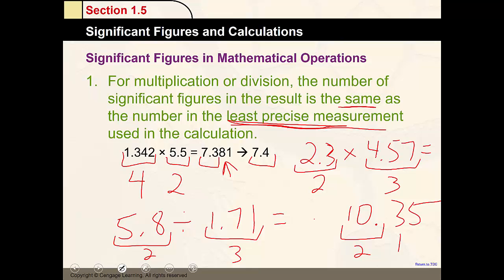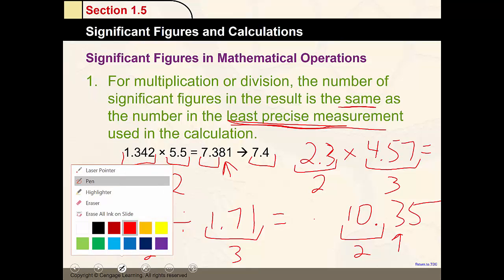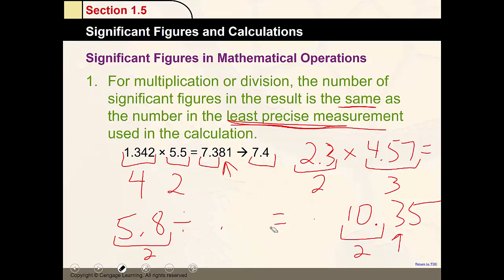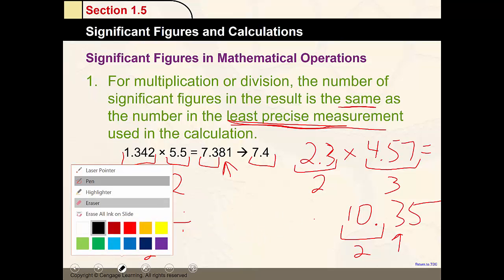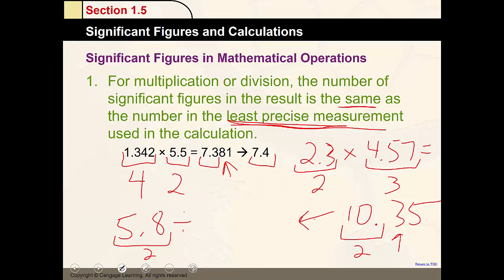So we look at the next number. It is a 3. So this number rounds down to 10. However, when we write our final answer here, we can't just write 10 because we want 2 significant figures. We need to make sure that we add a decimal point. Okay, so with multiplication and division, you're just looking at all the numbers in the problem. Whichever one has the least number of significant figures, that answer has to be the same.